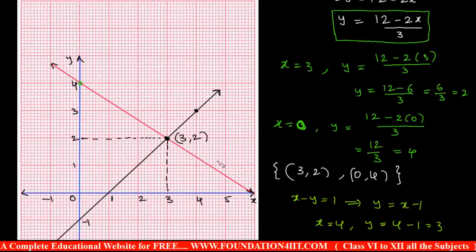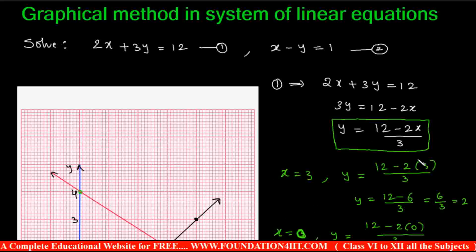Two points are enough to draw a straight line, right? You can even take one more point to get it accurately, instead of getting confused. So this is the method using which we can solve graphically.